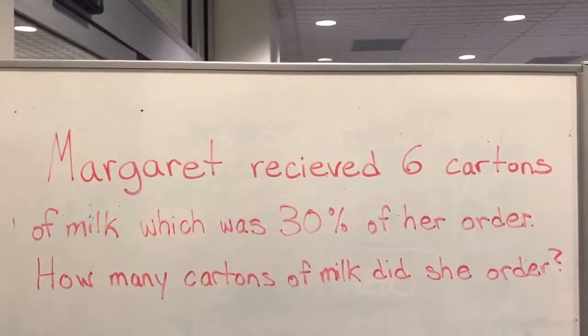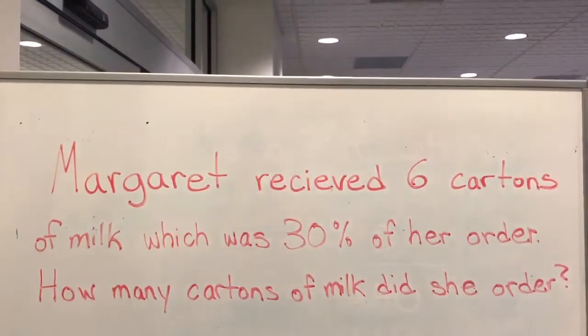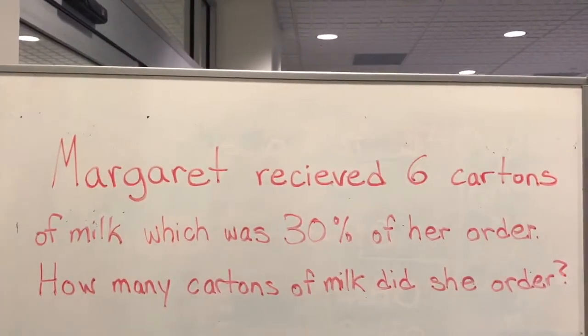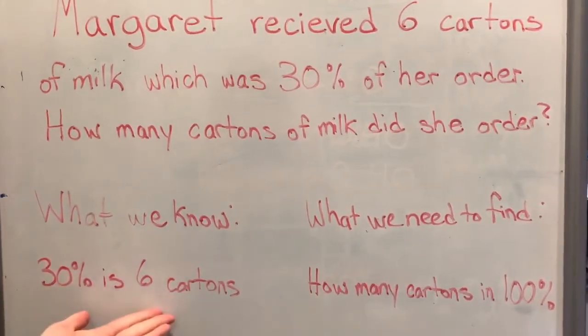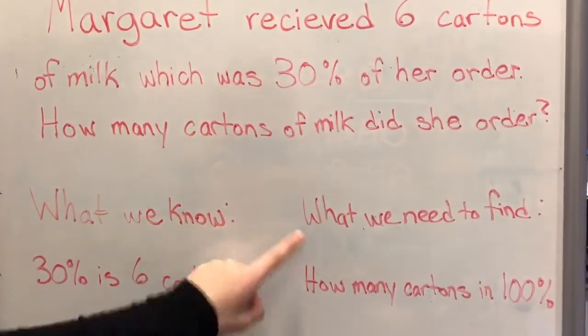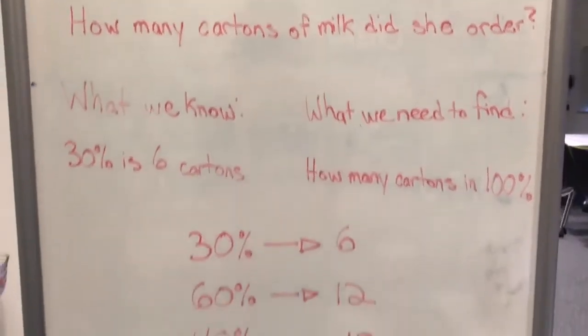Let's try another word problem. Margaret received 6 cartons of milk, which was 30% of her total order. How many cartons of milk did she order? What we know is that 30% is 6 cartons of milk. What we need to find out is how many cartons are in 100% of her order, or her total order.